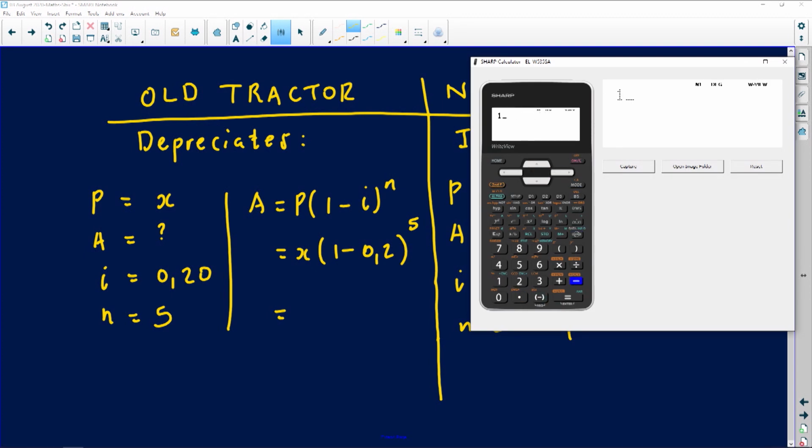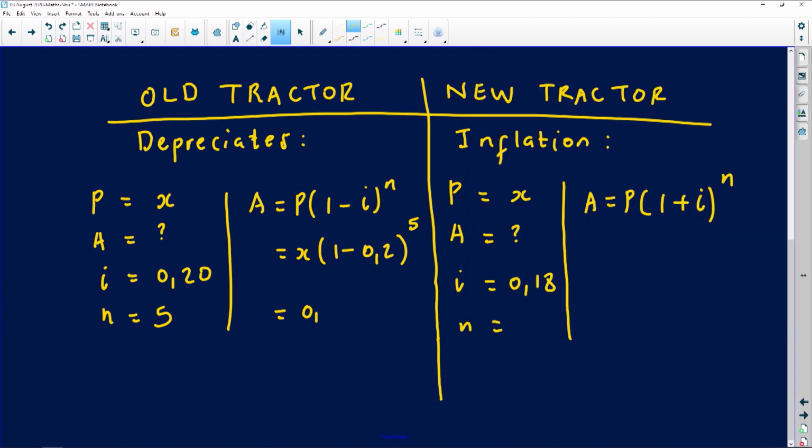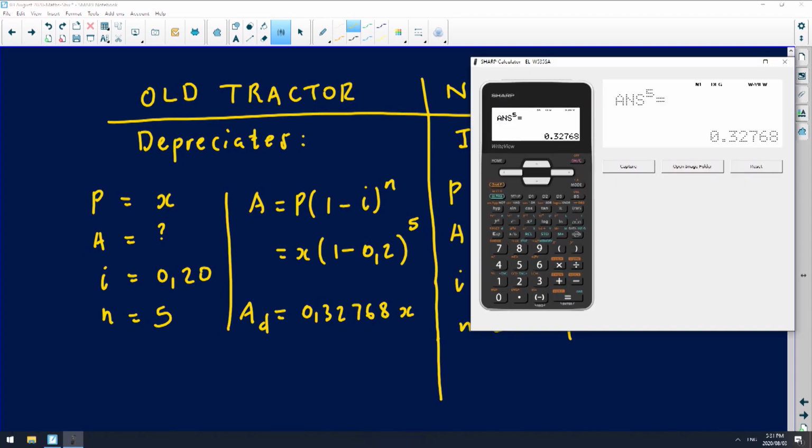So 1 minus 0.2 gives you obviously 0.8. If you raise that to the power of 5, it becomes a terrible number, which is not that terrible. All right, 0.32768 times X, so that X will come here. So this is the value after depreciation. It's the value of this particular tractor after it has depreciated.